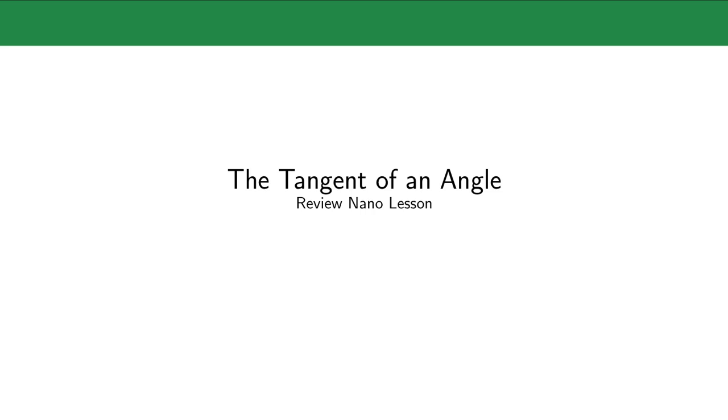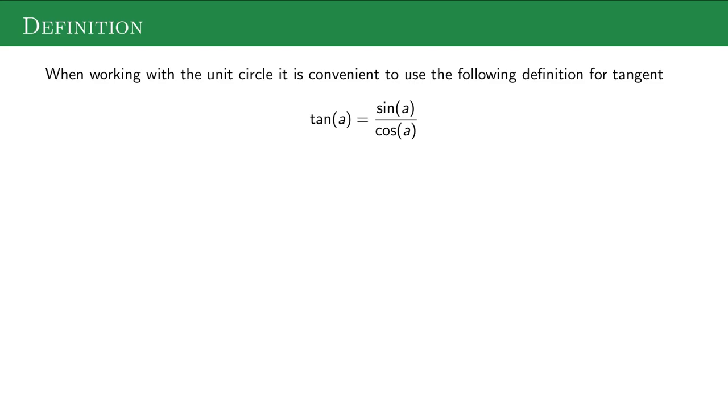In this review video, we're going to talk about finding the tangent of an angle. So really it's just one definition. Tangent we define to be the sine of the angle divided by the cosine. So you have to remember that tangent is sine over cosine. And then it's just a matter of simplifying.